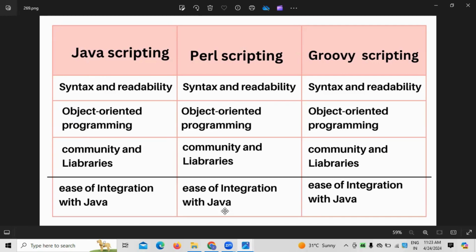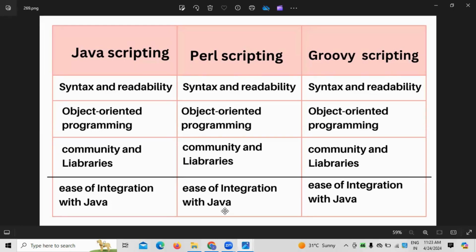Now, when it comes to Java scripting, when you are comparing with Perl scripting and Groovy scripting, when you are trying to understand scripting from this context, generally when we are working on Java scripting, the syntax is more or less the same as the kind of Java applications we are working on.